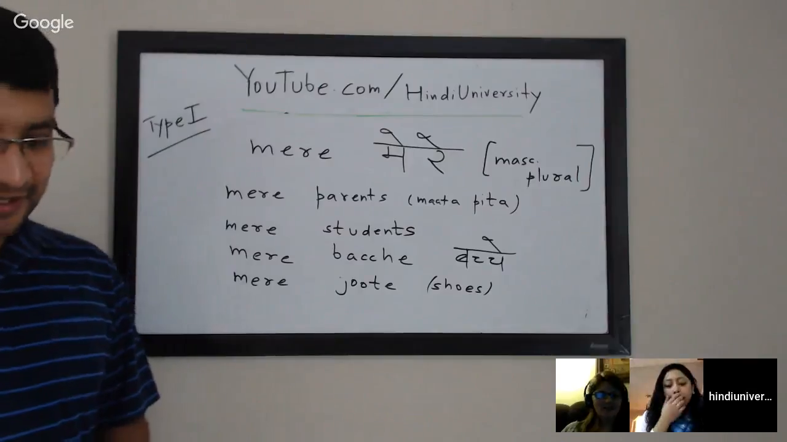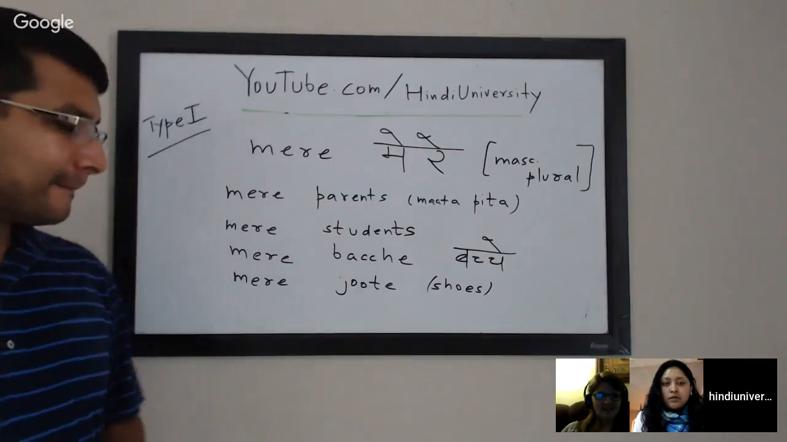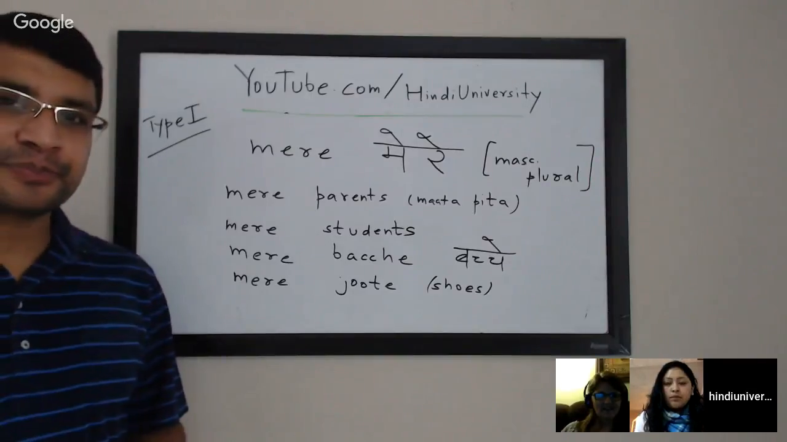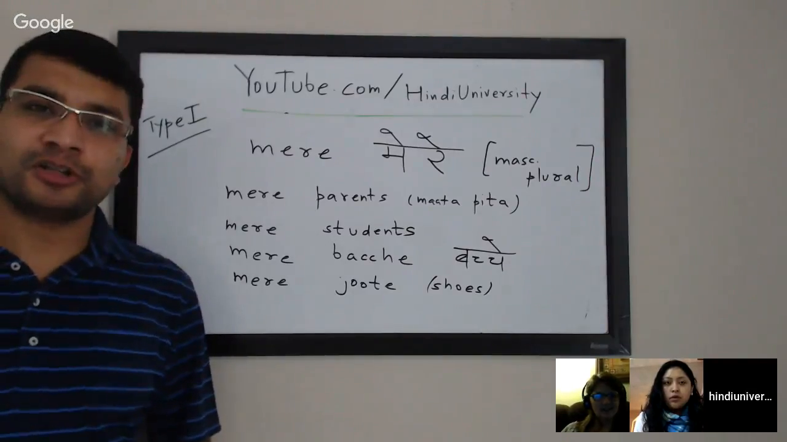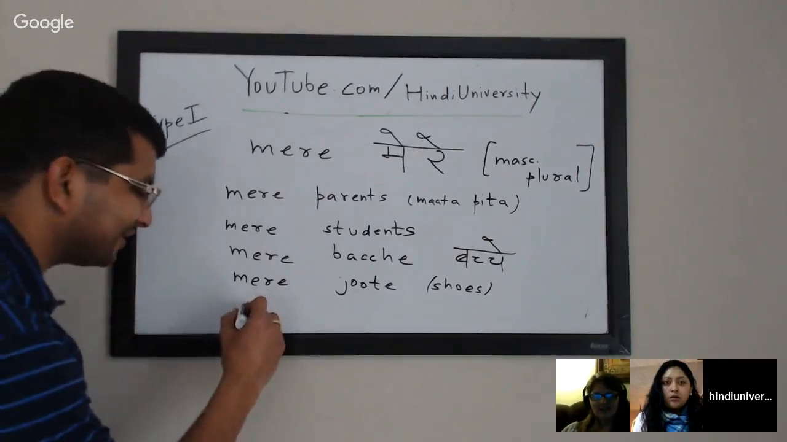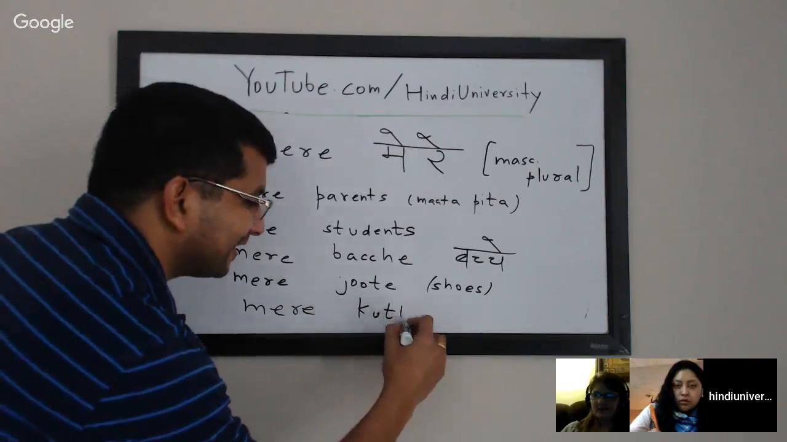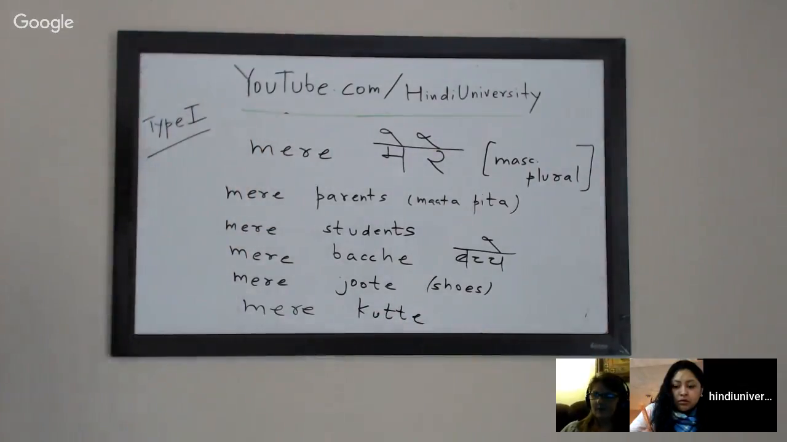Sure. For dog, kutta. Mere, okay. Kutta is one dog. If you have more than one dog, the plural is kutte. Yeah, yeah. Very good. Mere kutte. Very good. What else? Yeah, kutte. Chacha.